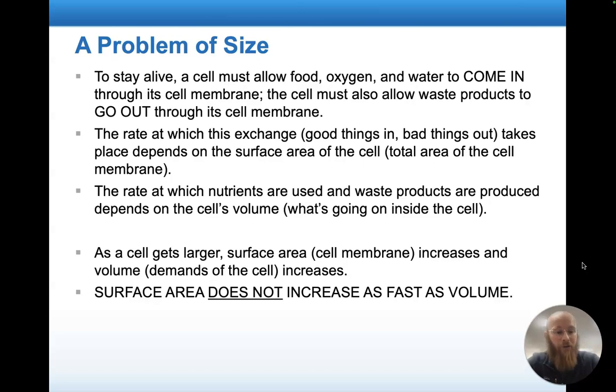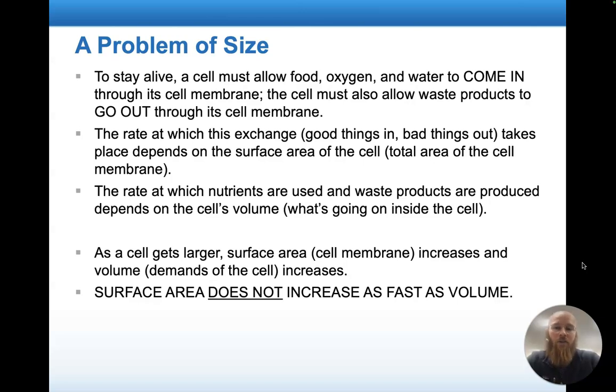So those are two really important features to distinguish. You have the outer boundary, which basically allows how much can come in and what can go out, the rate at which they come in and out. And then you have the overall volume, the inside of the cell, which is basically like how quickly we create waste products and how quickly we use up nutrients.